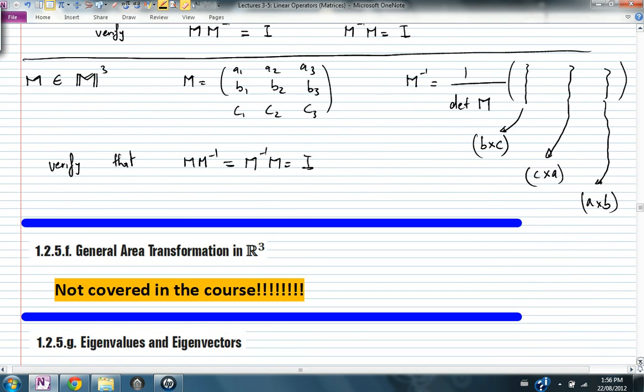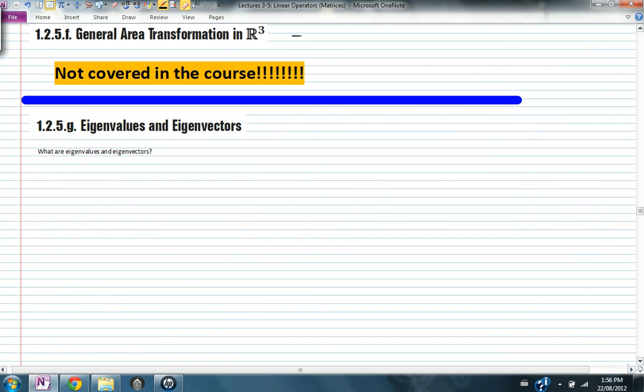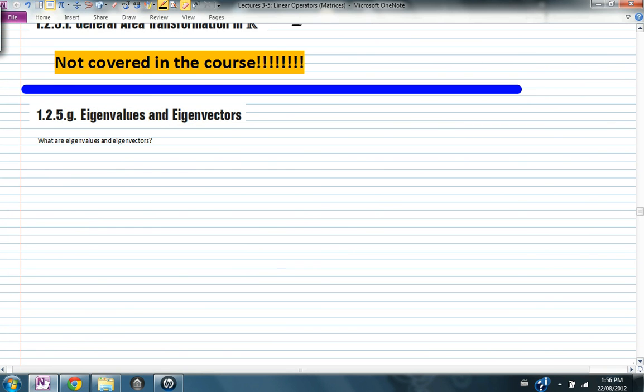Now the next section in the book is not covered in the course. The next section, and the last section for this part of the lecture, is eigenvalues and eigenvectors. What you are used to from eigenvalues and eigenvectors is Mx equal to lambda x, which right now you might not really see what it means physically, but if you look at it graphically, maybe it will make things a little bit clearer.